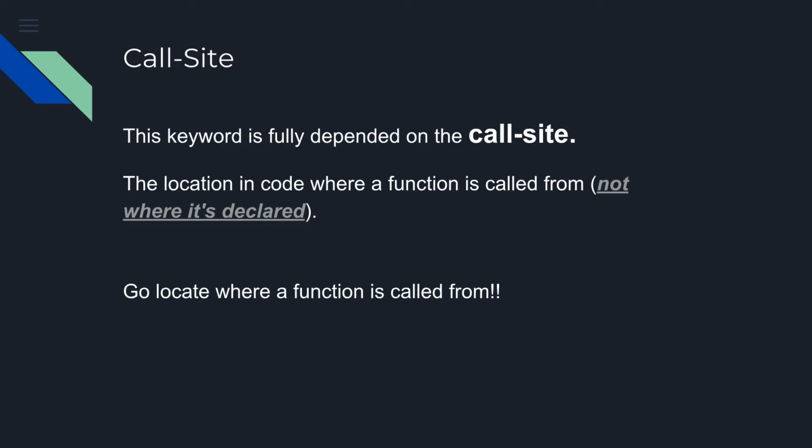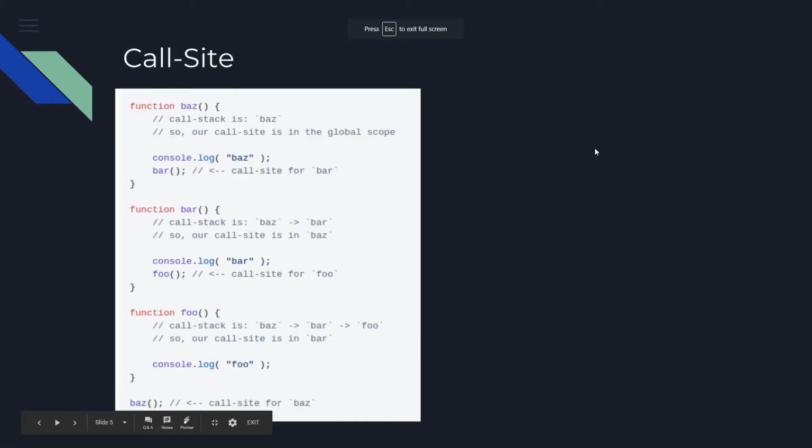In order to define what is this inside the function, you need to find what is the call site of this function, where the function is executed from, because this keyword inside the function is 100% dependent on the call site. So the statement is, go locate where a function is called from. This will help you to find out what is this inside the function. What is a call site?